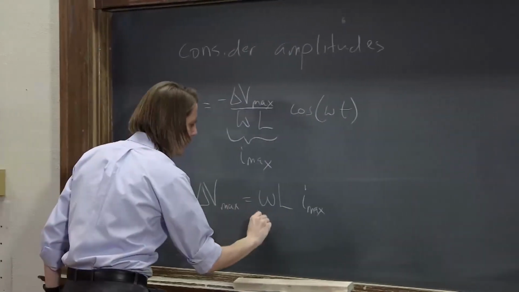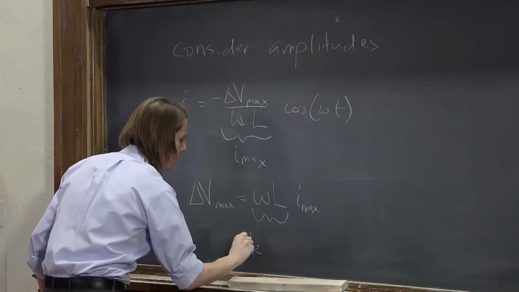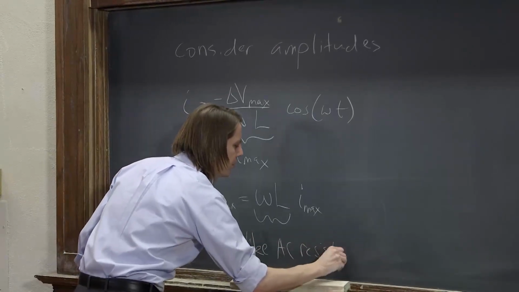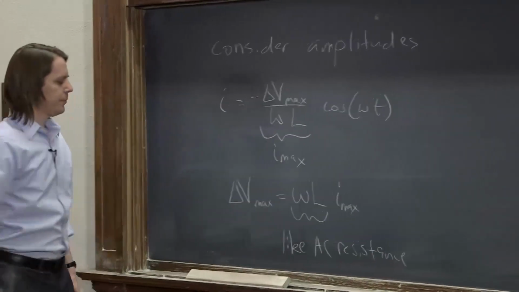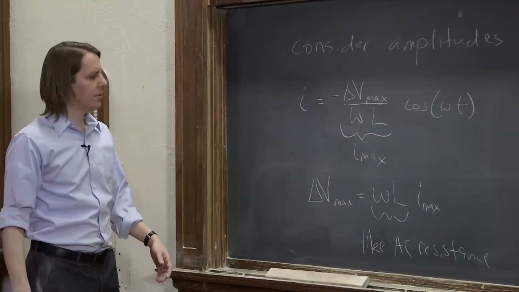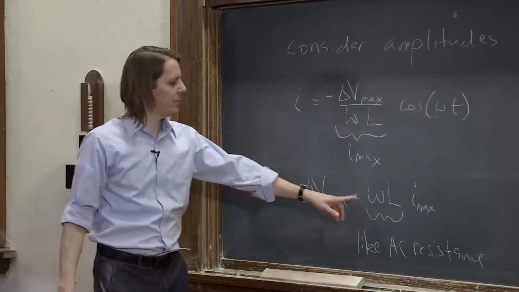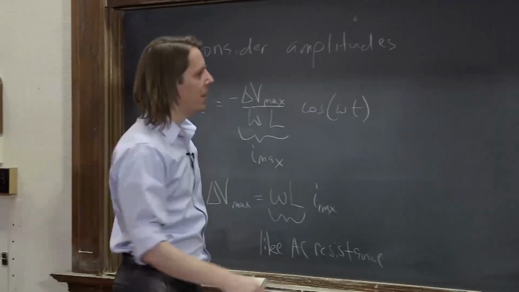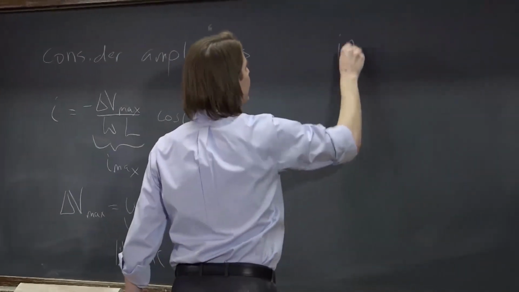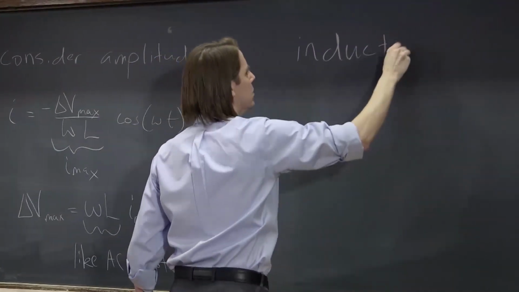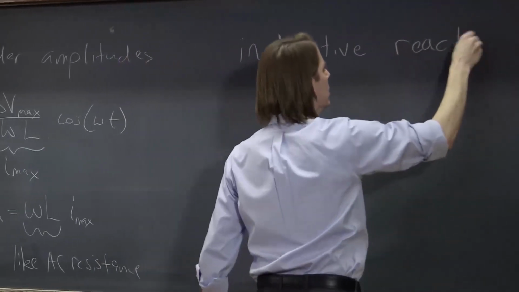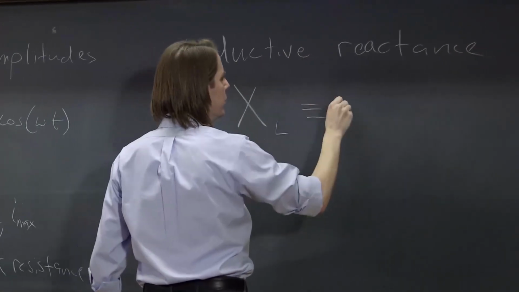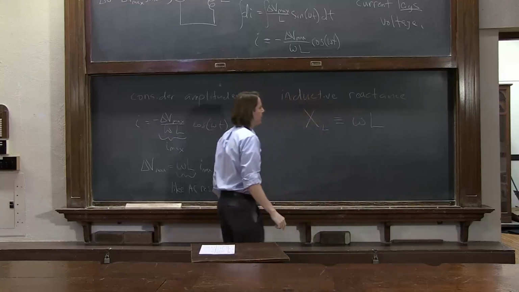So again, this is like an AC resistance, because this looks like Ohm's law. And if you work it out, it actually comes out in ohms, omega times L, the natural frequency times the inductance of the inductor. So we define the inductive reactance to be XL equals omega L.